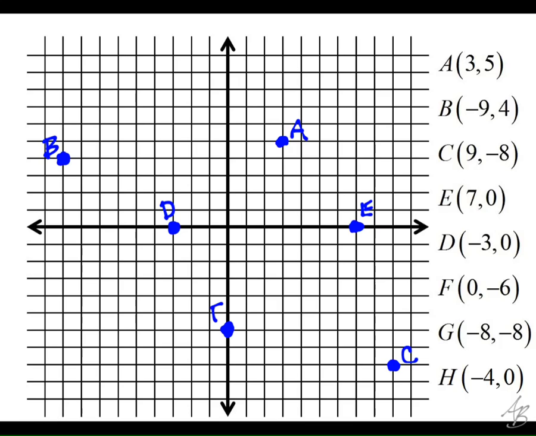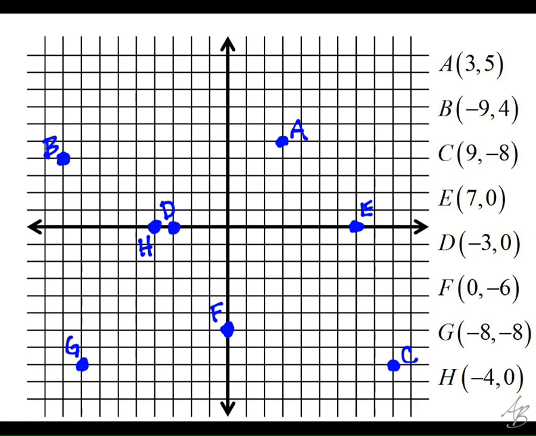All right, and then G, left 8, down 8. We should get right there. And H, -4 is 0. Which way? That can be down 4. The first number is X, which means left or right. So we're going to go left 4. It's actually going to be right next to point D.